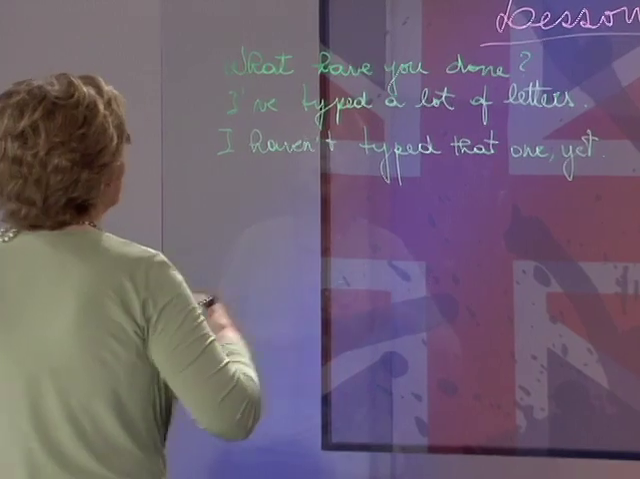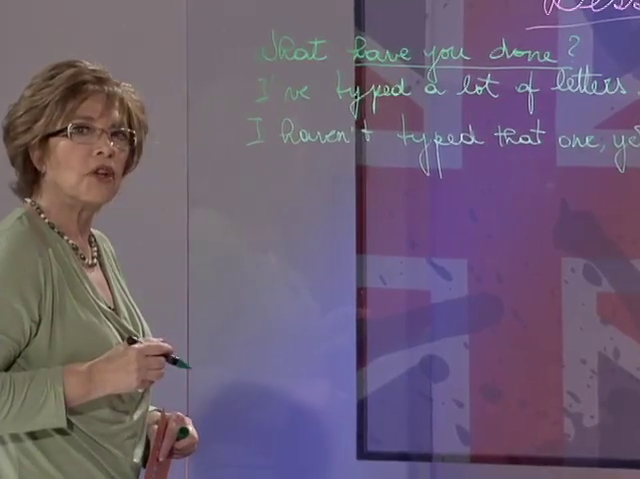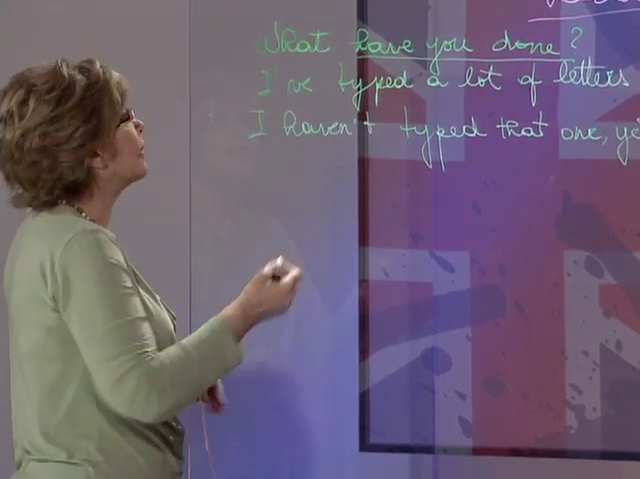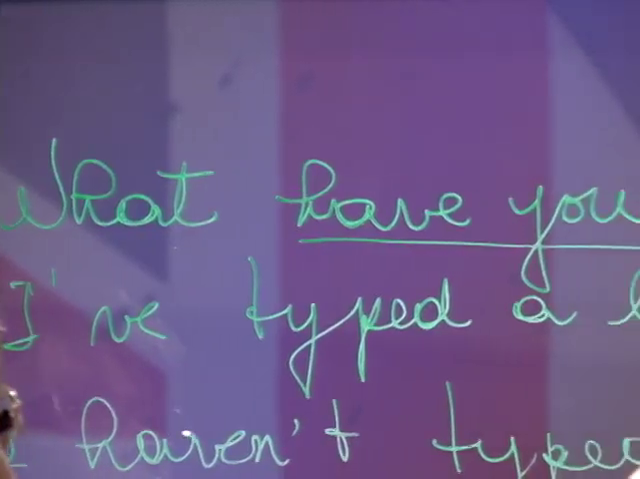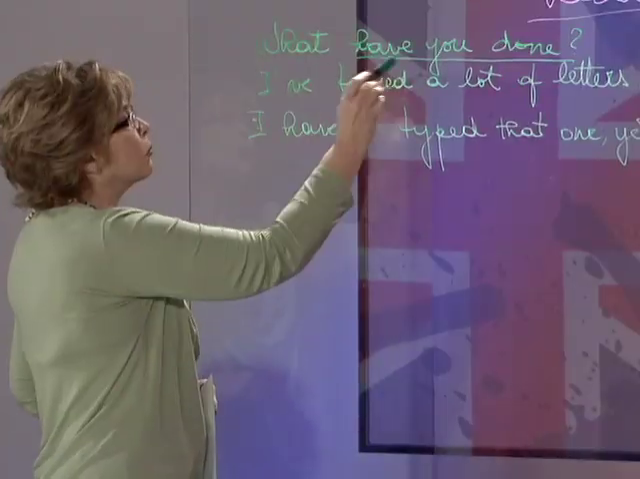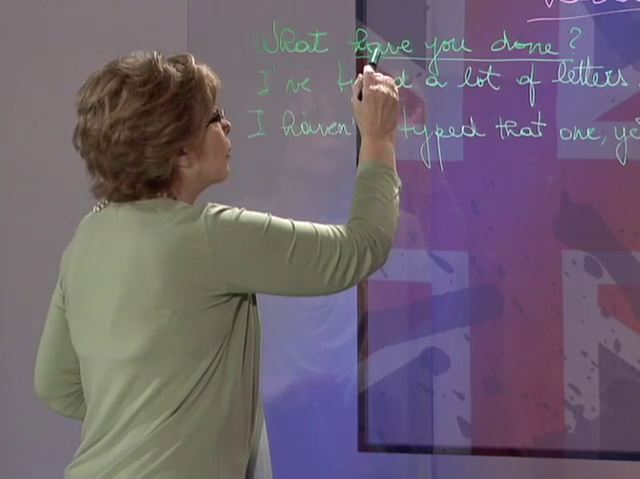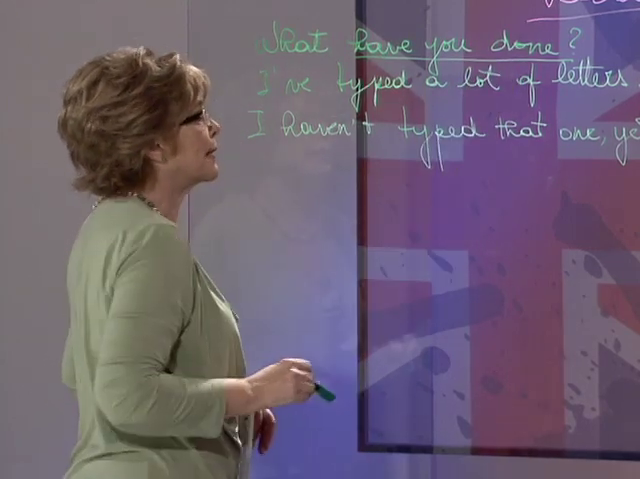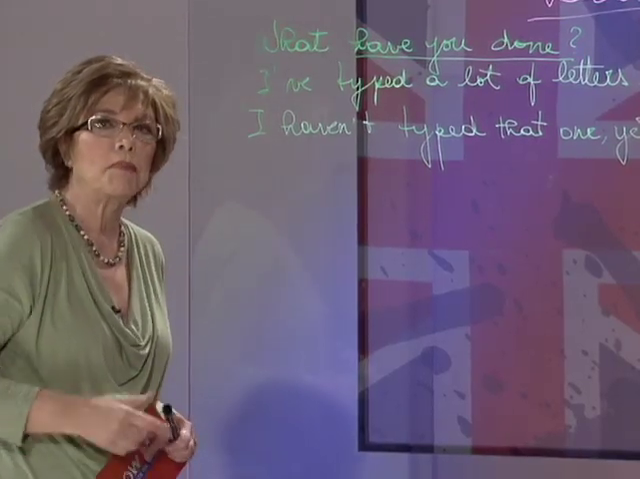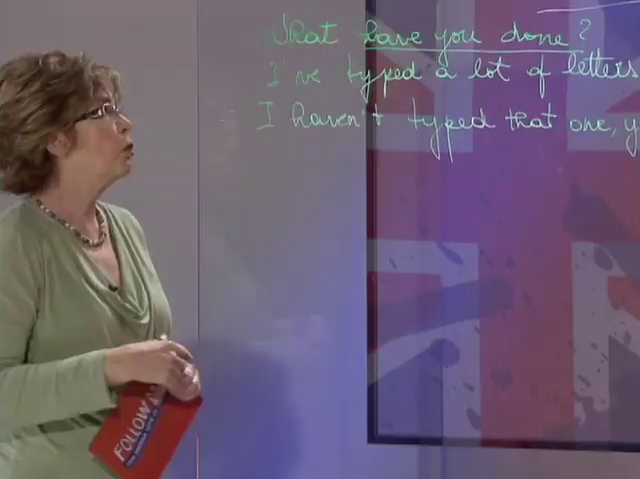What have you done? O que você fez? Em português, você diz no passado, o que você fez. Em inglês, present perfect. Está escrito aqui quando foi? Não. Não está mencionado nem yesterday, nem last week. É no passado, mas não está mencionado o tempo. Usamos o verbo have como auxiliar e o particípio passado do verbo to do. What have you done? O que você fez? Repeat. What have you done? Good.